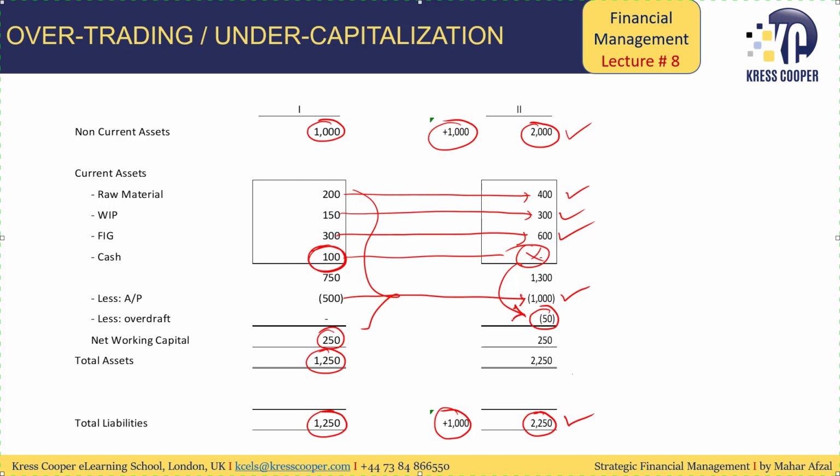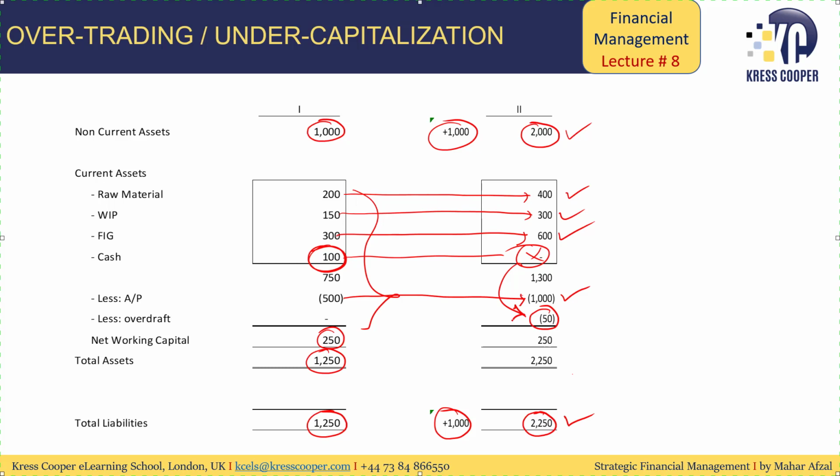This is called over trading, and we have already discussed this over trading will be sharp increase in the production, sharp increase in the sales. Might be company will be earning profit, but the company will be in liquidity problems. Company will not have sufficient funds to meet the short-term obligations.